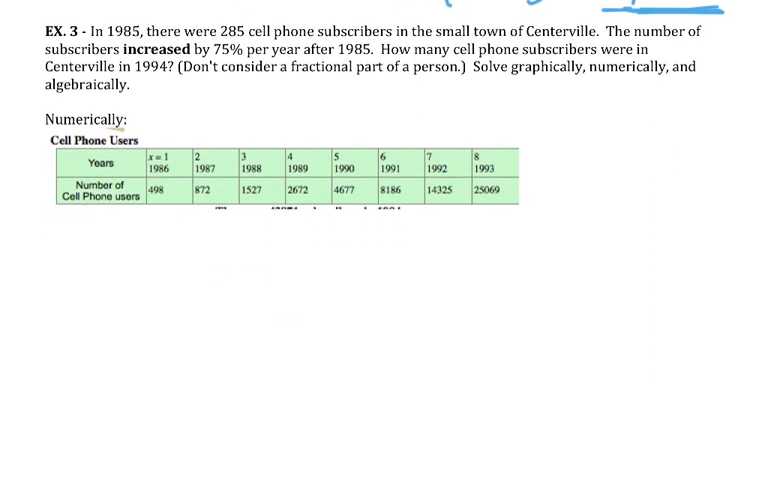In 1985, there were 285 cell phone subscribers in the small town of Centerville. The number of subscribers increased by 75% each year. So if that's 75%, we know our R value is going to be 0.75. And that happened each year after 1985. How many cell phone subscribers were in Centerville in 1994? Don't consider a fractional part of a person. Solve graphically, numerically, and algebraically.